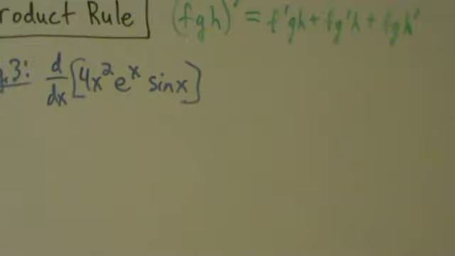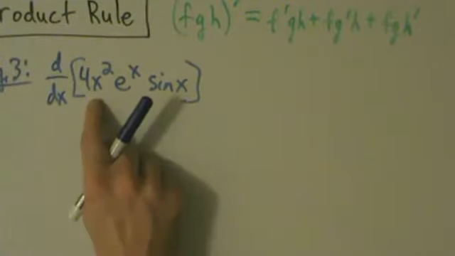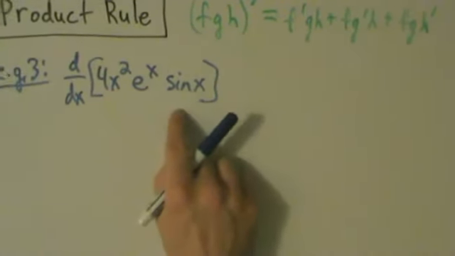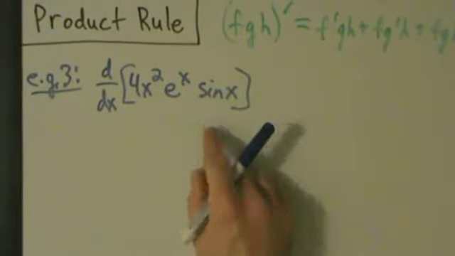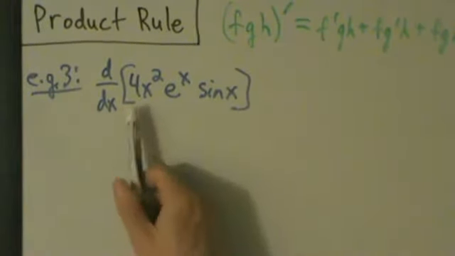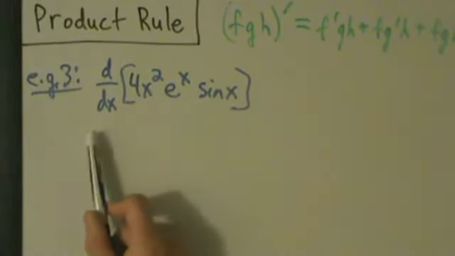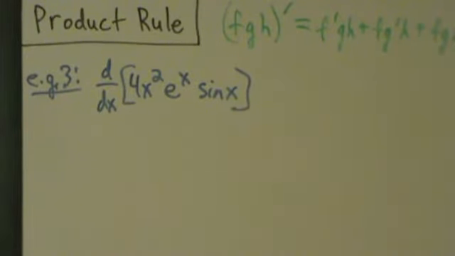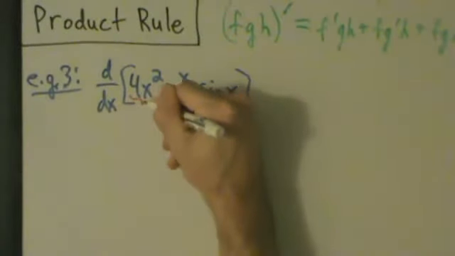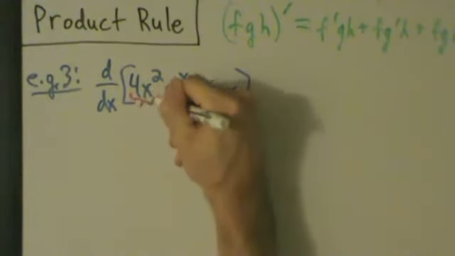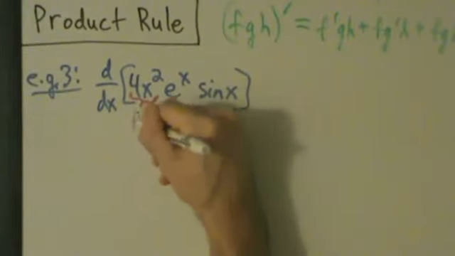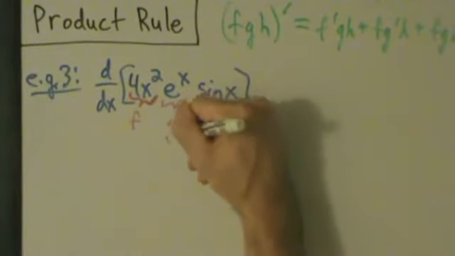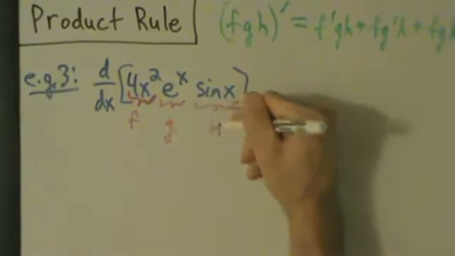So basically what we've got going on is 4x squared times e to the x times sine of x. So you kind of got two options here because you got the 4. So you can pull the 4 out of the derivative because it's just a constant, right? Or what actually might be a little easier, leave the 4 on the x squared. So treat that as your first guy. So this would be your f, this would be your g, and this would be your h.